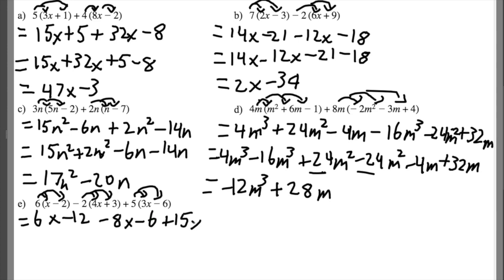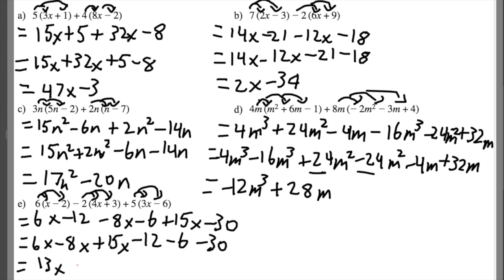And again, we're going to bring all the like terms together. So this is 6x minus 8x plus 15x, minus 12 minus 6 and then minus 30. As we calculate it, 6x minus 8x gives us negative 2x, plus 15x actually gives us 13x. Minus 12 minus 6 gives us the minus 18, minus 30 gives us the minus 48.